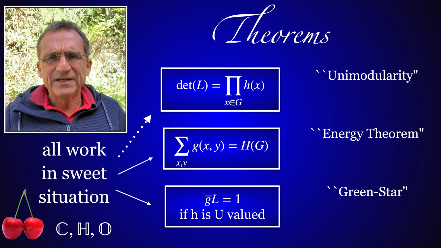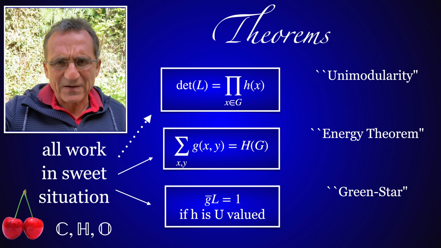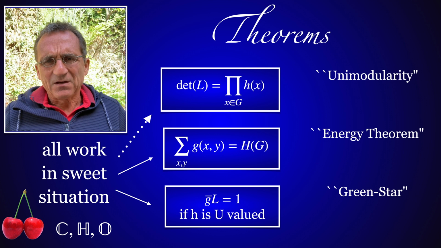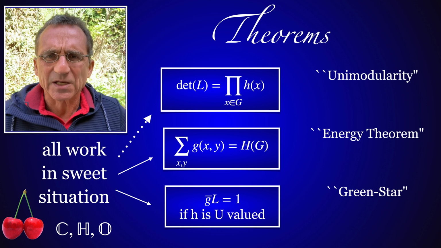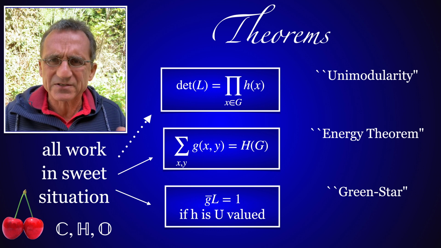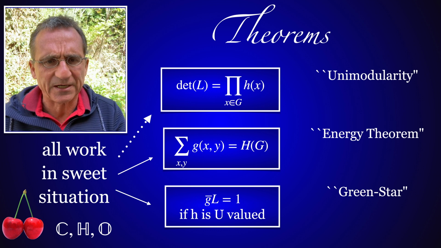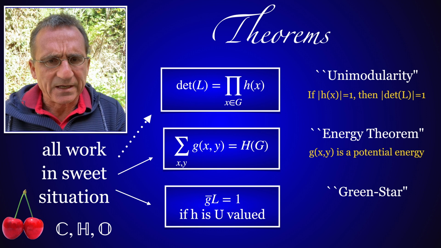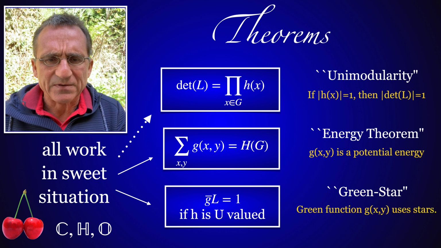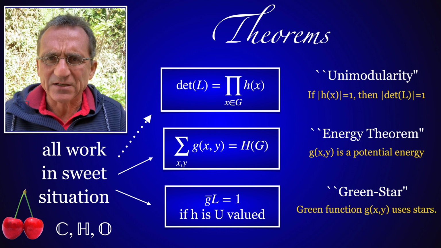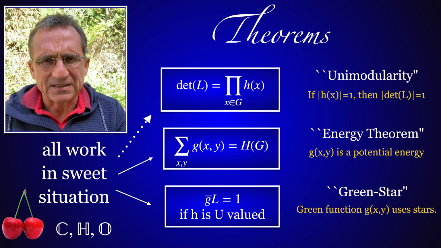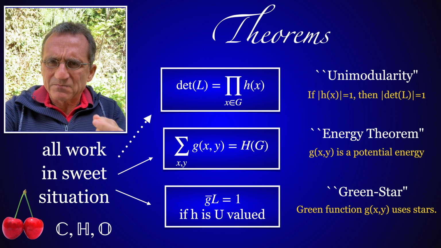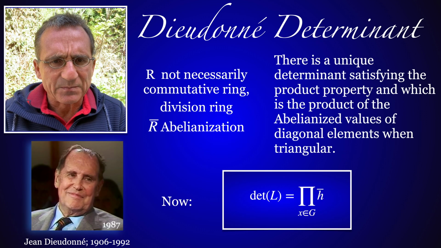For the green star, we need that we take values in the units of the algebra. And this also generalizes to C star algebras when we have unitary operators. So we don't even need a division algebra there. And this is justifying also why we can think about G as a green function, an inverse of a Laplacian. And so these are potential energies between two simplices.